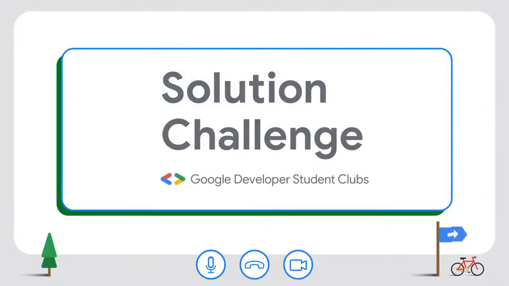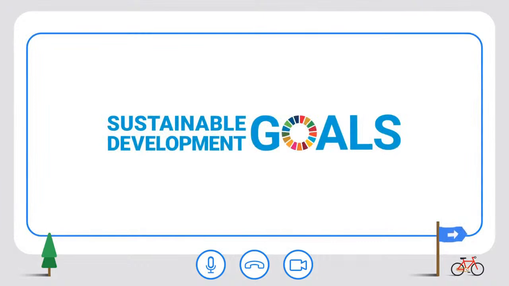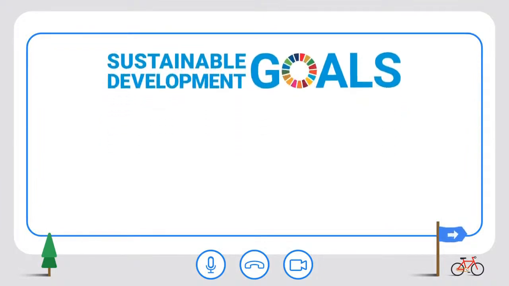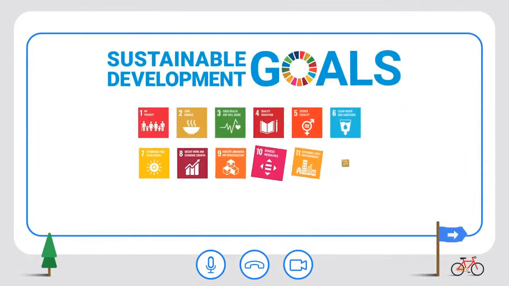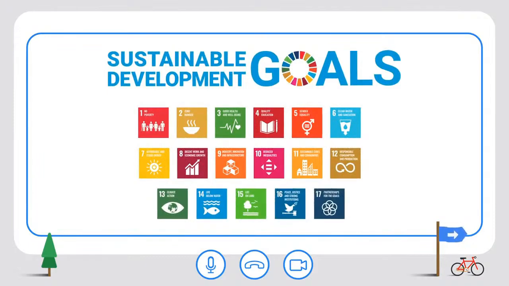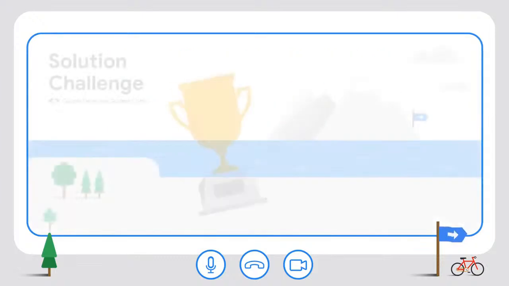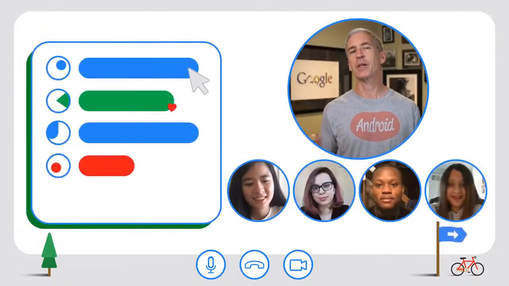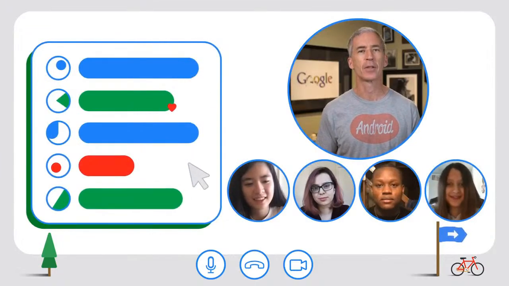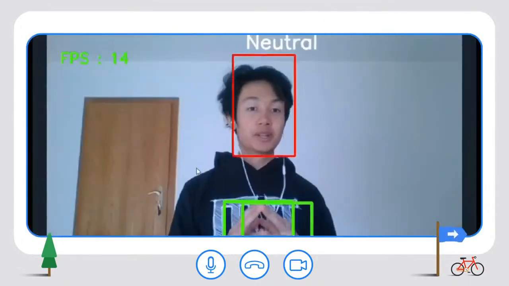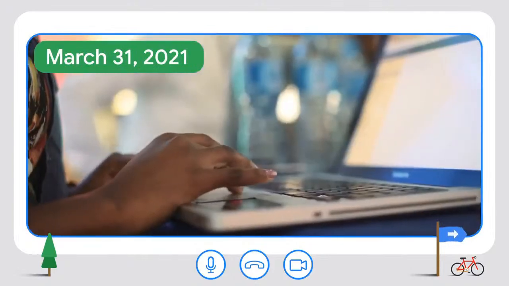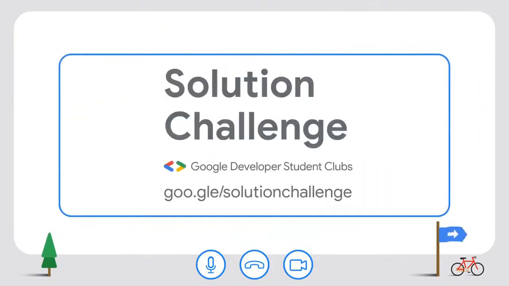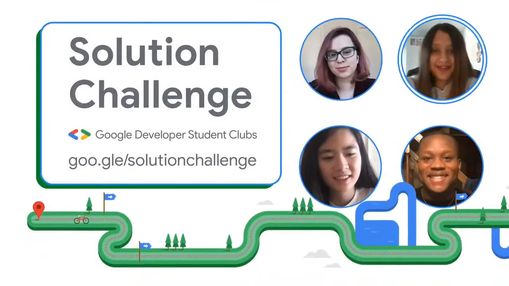Welcome to the Google Developer Student Club's 2021 Solution Challenge. The mission of this challenge is to use Google technology to solve for one of the United Nations' 17 Sustainable Development Goals, aiming to end poverty, ensure prosperity, and protect the planet. Win cool prizes, mentorship from Google, and swag. Get help along the way from Google at training events, code labs, and hackathons. Submit your solution by March 31st, 2021. Register today. We can't wait to see what you build. Let's get started.